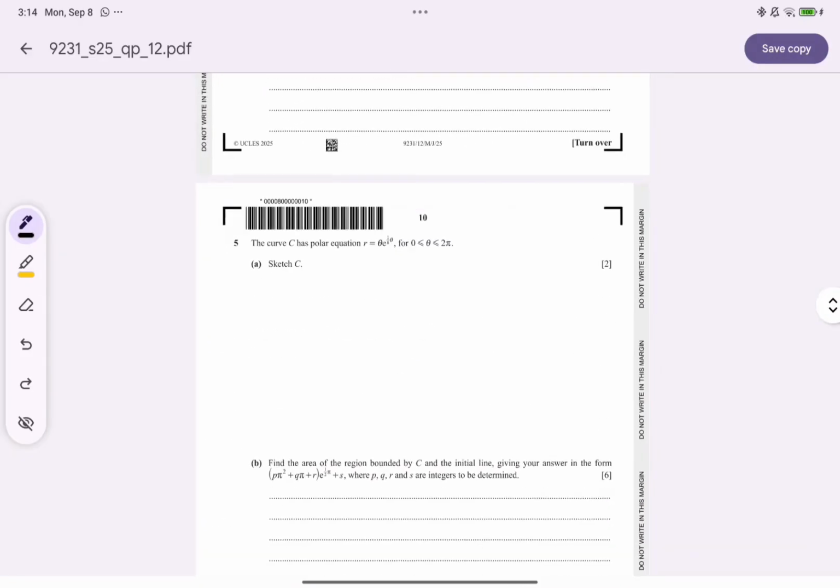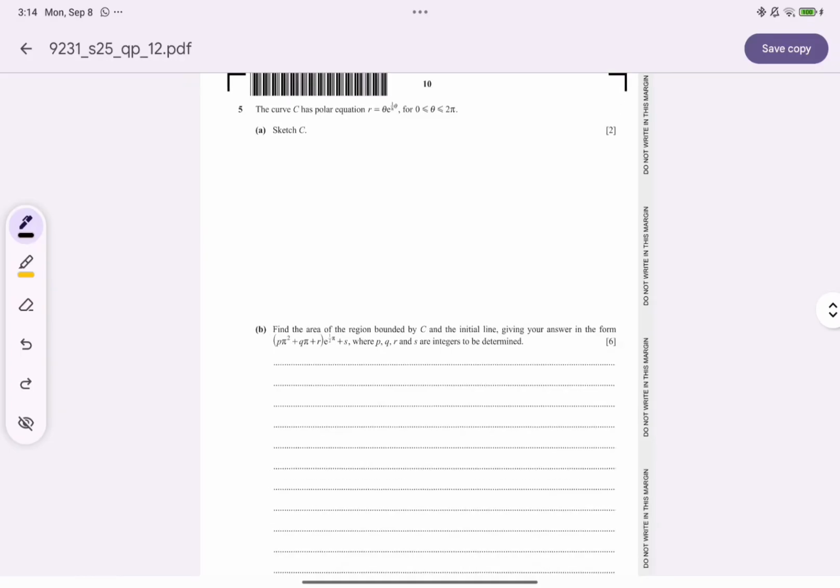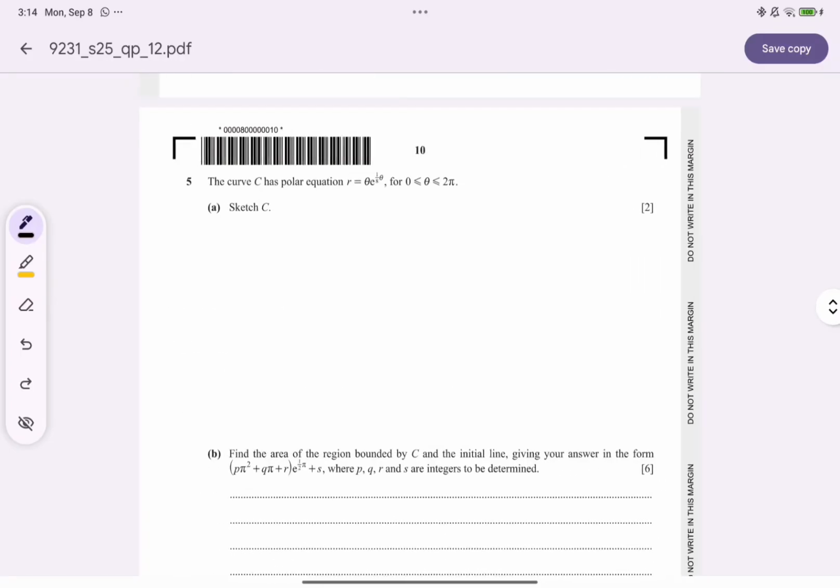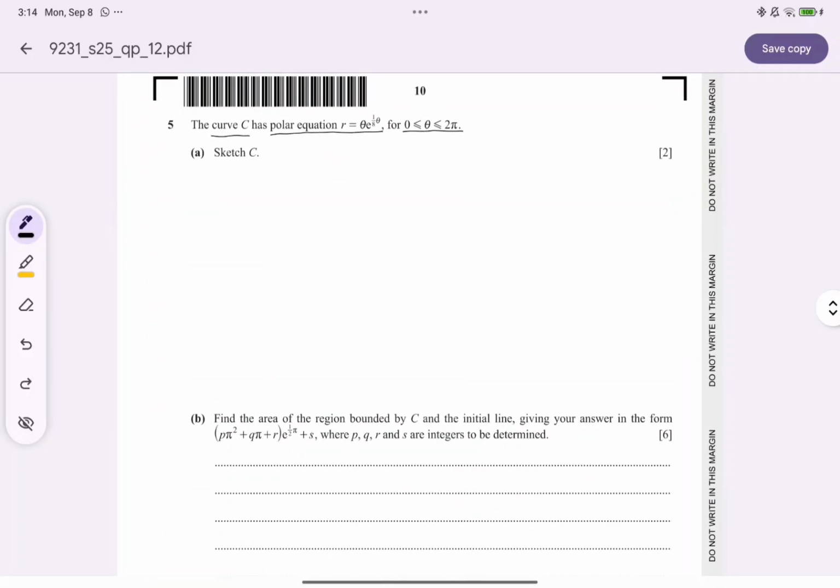Let's head on to the next question. Okay, so here we're told that the curve C has this polar equation r equals to theta times e to the power of 1 over 8 theta for this domain between 0 and 2 pi inclusive. For the first question, we have to sketch C.